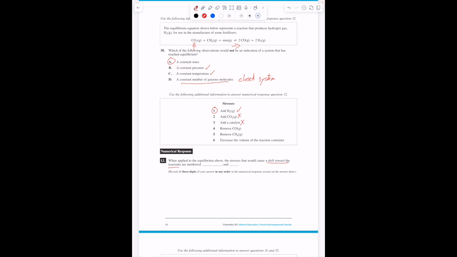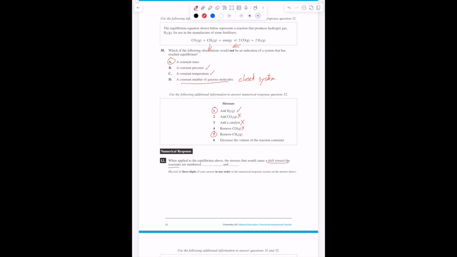Remove CO. If I remove CO, here's what will happen. I shift to replace what was removed. So that goes to the products. So that's out. Okay. If I removed CH4, if we lose that, we shift to replace. So that shifts towards the reactants. So that one's in.